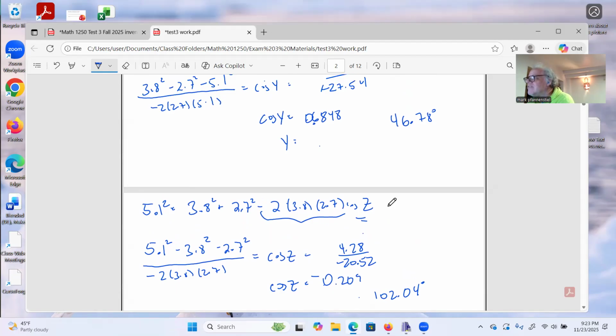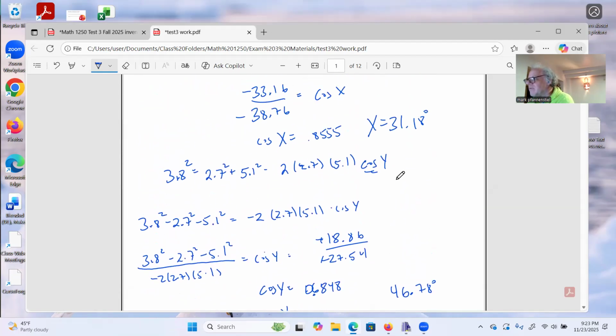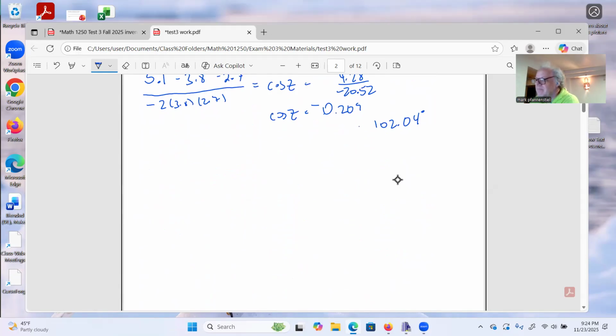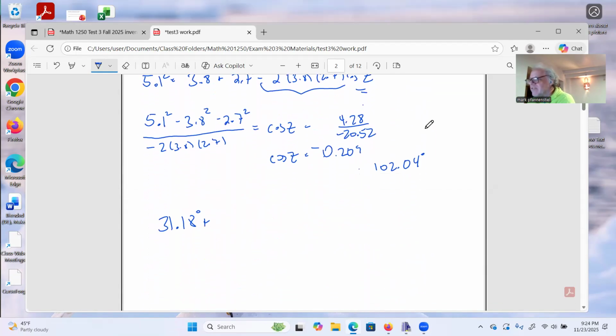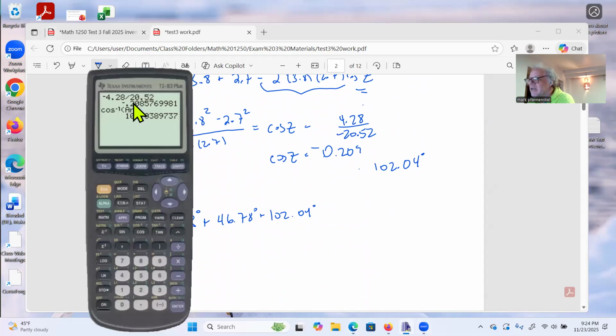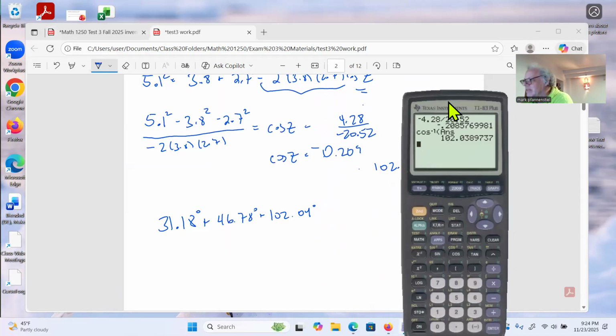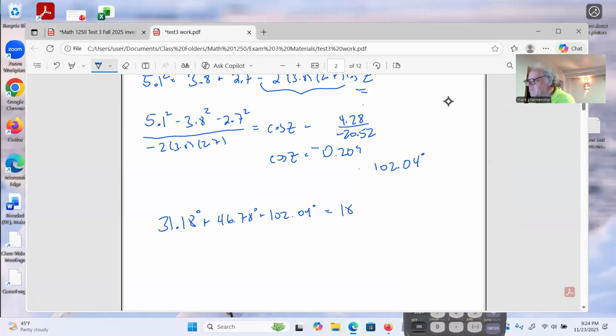Let's go ahead and add these up. I have 31.18 plus the second angle I got, 46.78 degrees, plus 102.04 degrees. We're just going to add those up to see if we actually ended up with 180 degrees. That way I know I did this right. Look at that, we got 180 on the nose. I feel pretty confident that we did that right, so I'm pretty happy about that.